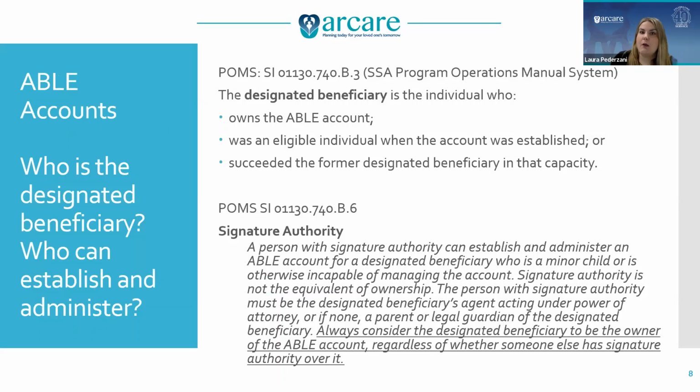The Social Security Programs Operation Manual is the go-to for all Social Security and how they make decisions and their regulations. It defines the beneficiary of an ABLE account as the individual who owns the account, was eligible when the account was established, or succeeded the former designated beneficiary in that capacity. The designated beneficiary is sometimes different than an individual with signature authority. A person with signature authority can establish and administer an ABLE account for a designated beneficiary who may be a minor or otherwise incapable of managing the account, but it is not the equivalent of ownership. Social Security has been very straightforward and very clear that the beneficiary, the individual with a disability, is the owner of the account.